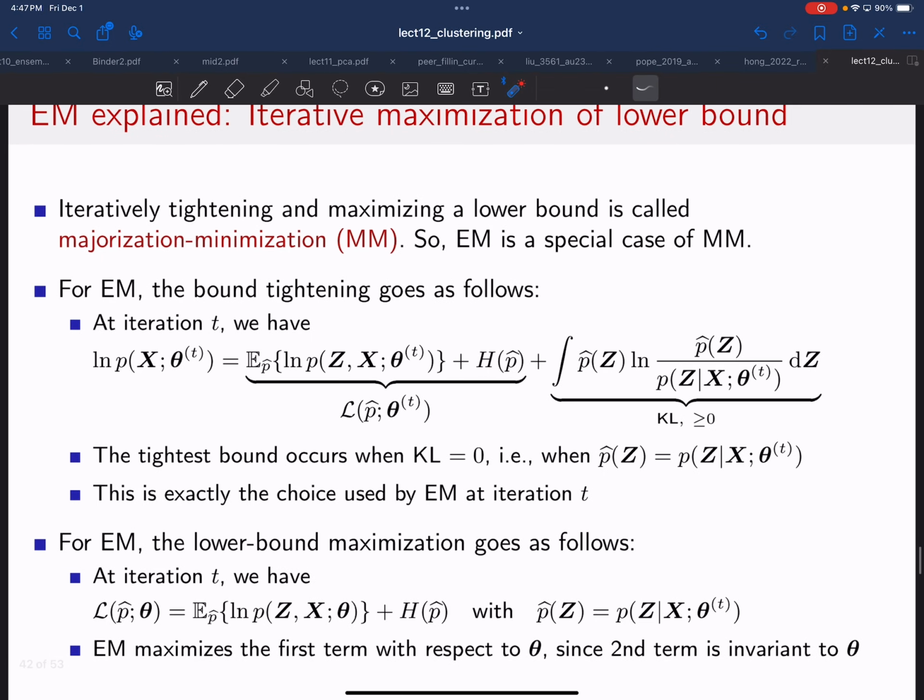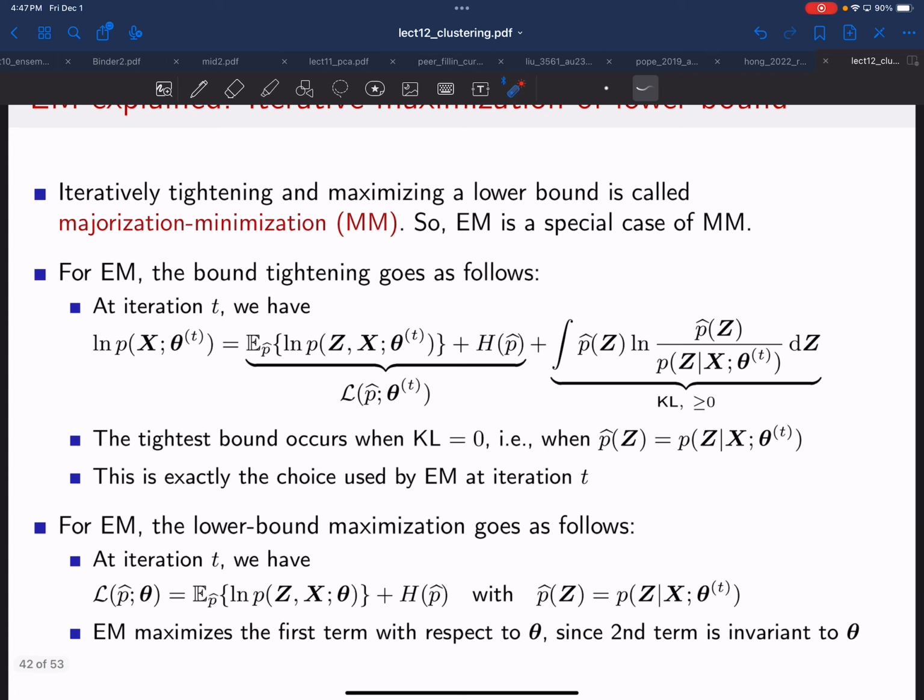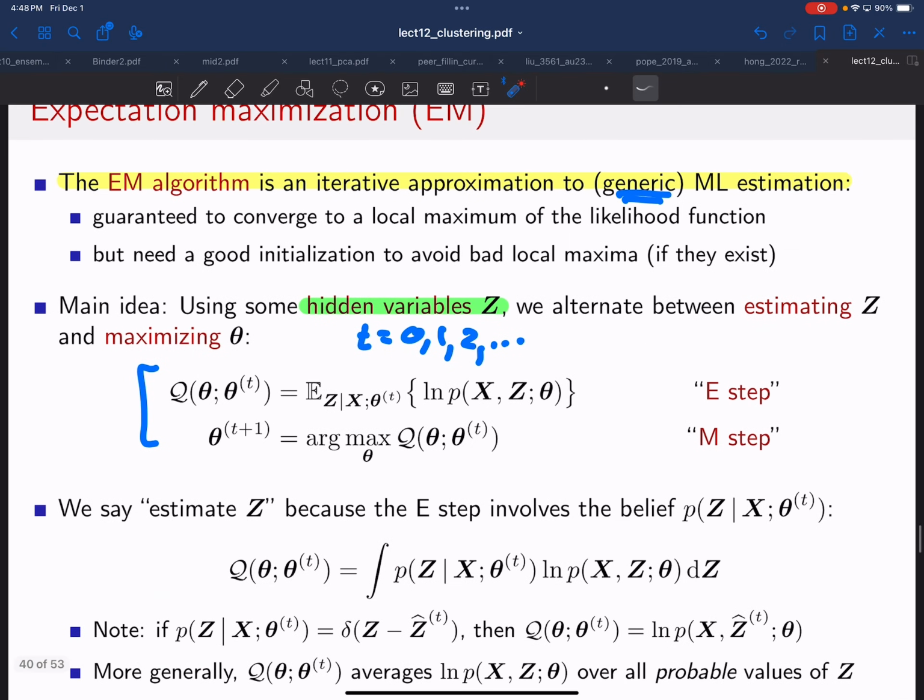Okay, just to explain this with a few more equations. The bound tightening goes like this. This is our log likelihood, an exact equality of our lower bound plus this non-negative KL term. To tighten the bound, I want this to be 0. To make that 0, I set my belief, p hat, to this p(z given x) parameterized by theta at iteration t. And this is exactly what EM uses at iteration t. So it's exactly this conditioning that we saw.